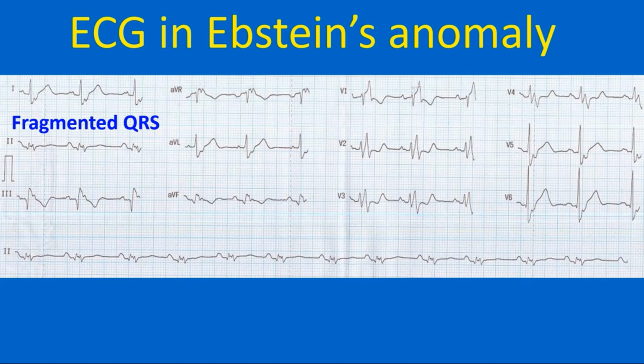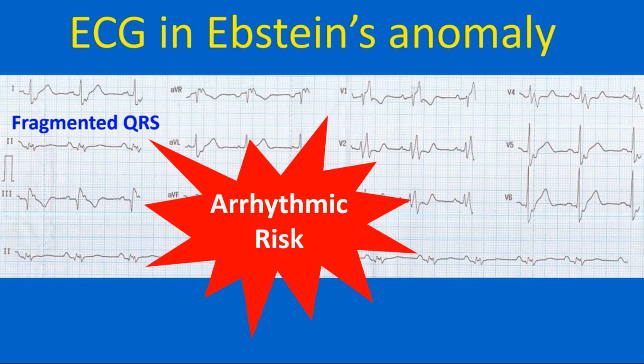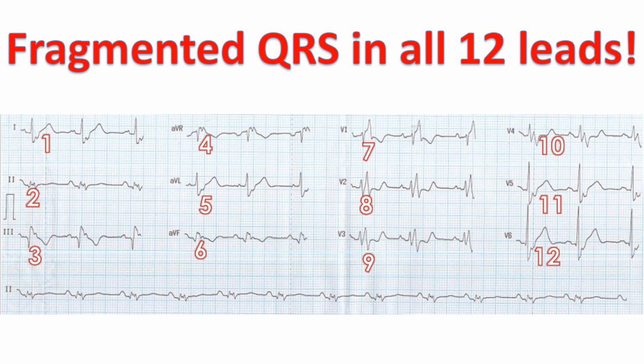Fragmented QRS has been shown to be associated with larger region of atrialized right ventricle and increased risk of arrhythmic events in Ebstein's anomaly. They also had more severe tricuspid regurgitation. The extent of fragmented QRS is measured by the number of leads showing the FQRS. QRS duration is longer in those with FQRS. Those with increased QRS duration have a higher mortality on long-term follow-up after corrective surgery.